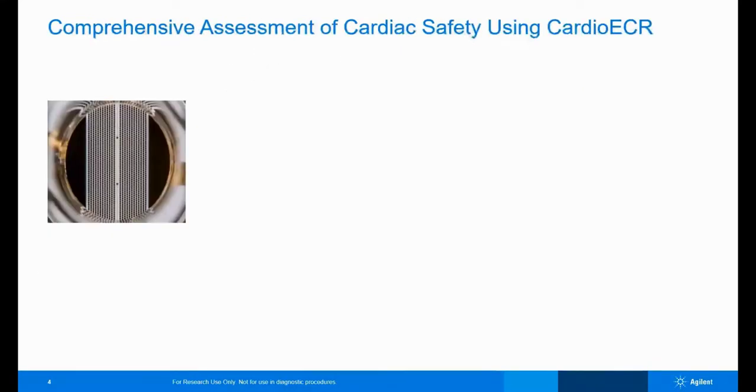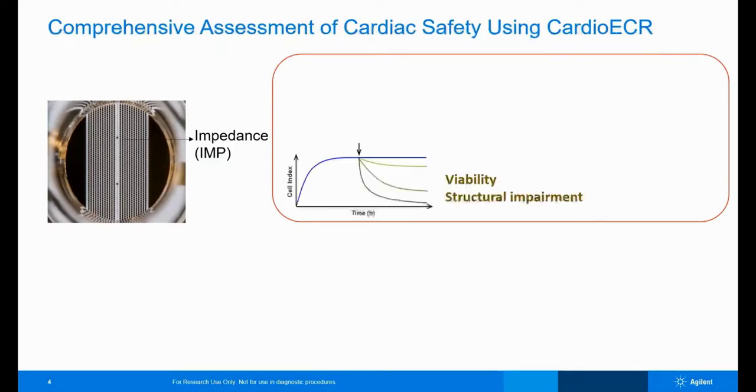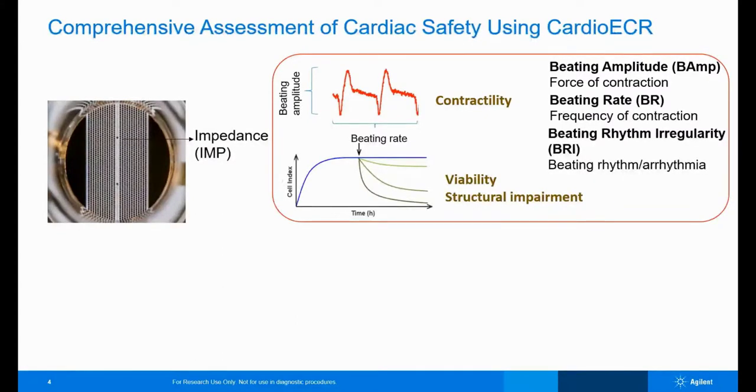Again, the impedance electrodes are for impedance measurement. Based on this impedance curve, we can evaluate viability. Besides this information, the CardioECR system also allows us to measure contractility. Based on this contractile or impedance waveform, we can calculate beating amplitude and beating rate, and the beating rhythm can be evaluated using this parameter called beating rhythm irregularity.